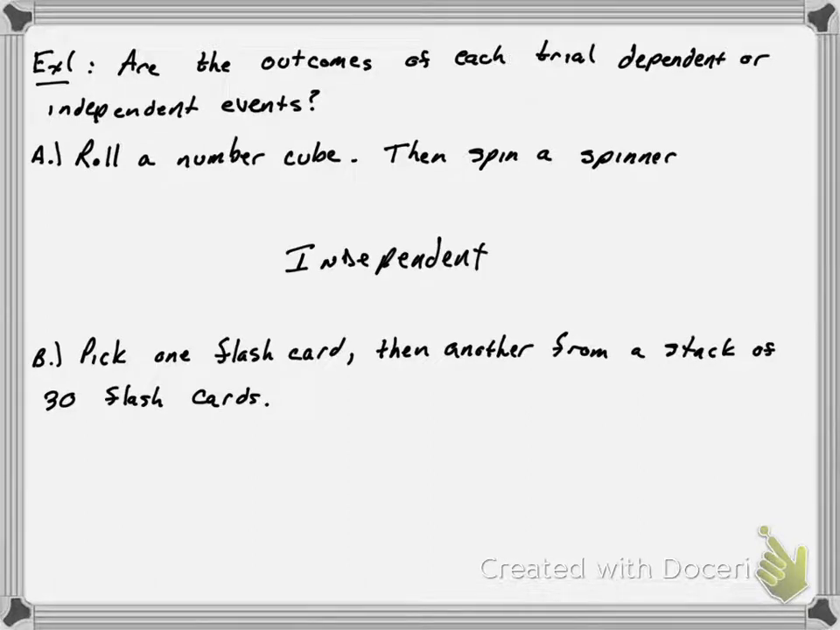What about B? Pick one flashcard, then another from a stack of 30 flashcards. Now, that's not a great example because they don't really tell you what you do with the other card. And because they don't say that you put the card back, we're going to assume you don't. So your probability changes for your second card because you didn't put that first card back in. So these are what we would call dependent events.